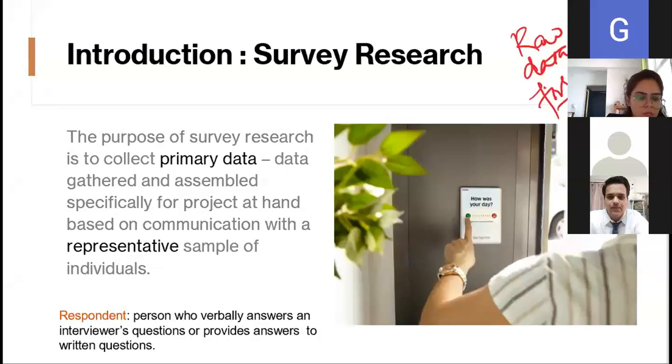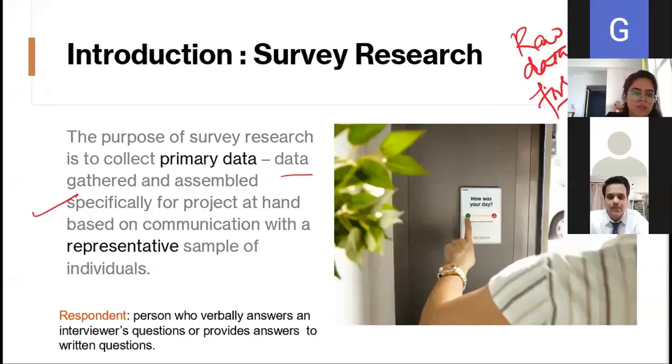Data generated for the very first time is called primary data. So data gathered and assembled specifically for the project at hand, based on communication with a representative sample of individuals.